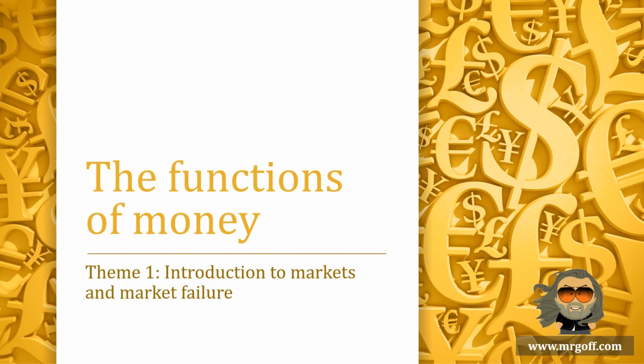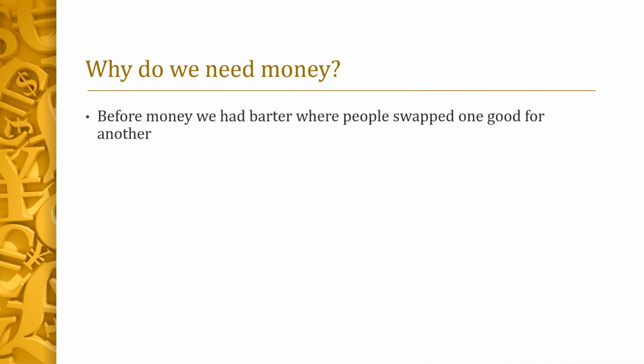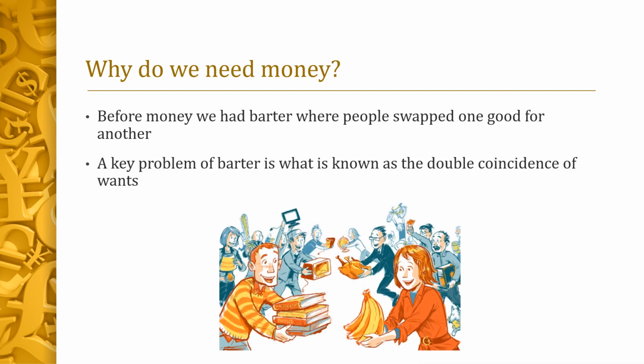This video will focus on the functions of money. Before money, we had barter, where people swapped one good for another. A key problem with barter is the double coincidence of wants. This means you have to find someone that has something that you want that also wants something that you've got. Another key problem with this is the difficulty in comparing the value of two completely different items.